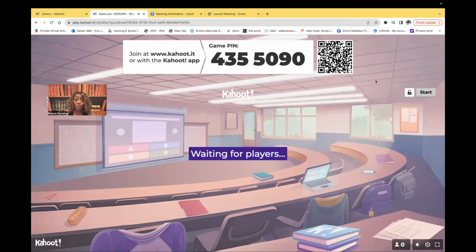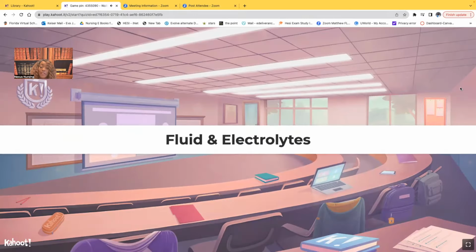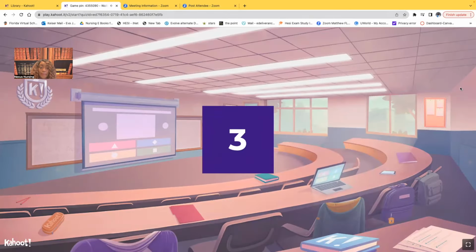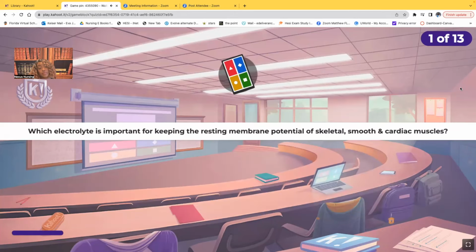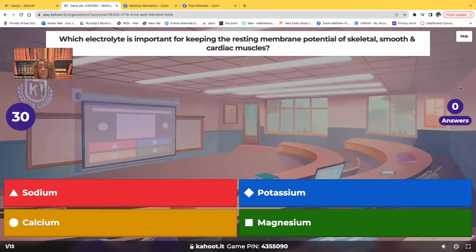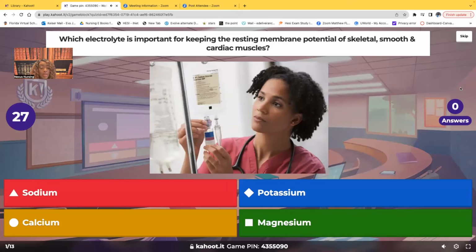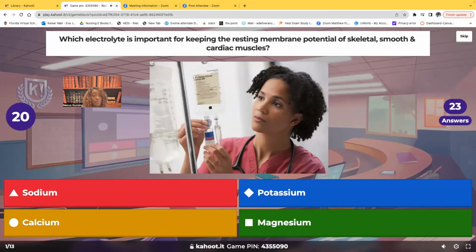All right, guys, without any further ado, let's get started. Fluid and electrolytes. First question. Which electrolyte is important for keeping the resting membrane potential of skeletal, smooth, and cardiac muscles? Is it sodium, potassium, calcium, or magnesium? We're talking about the electrolyte that's important for the resting membrane potential of skeletal, smooth, and cardiac muscles.